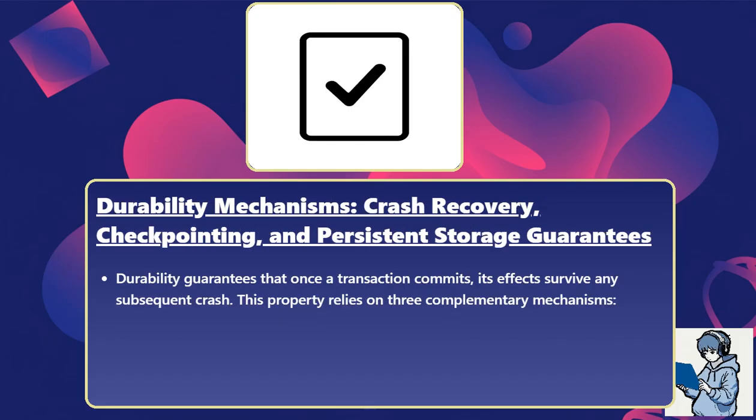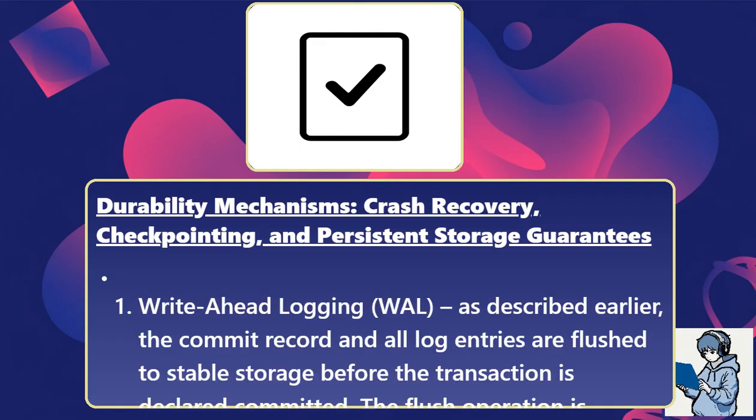Durability guarantees that once a transaction commits, its effects survive any subsequent crash. This property relies on three complementary mechanisms. Write-ahead logging, or WAL, as described earlier: the commit record and all log entries are flushed to stable storage before the transaction is declared committed. The flush operation is usually performed with fsync or equivalent device-level sync primitives.